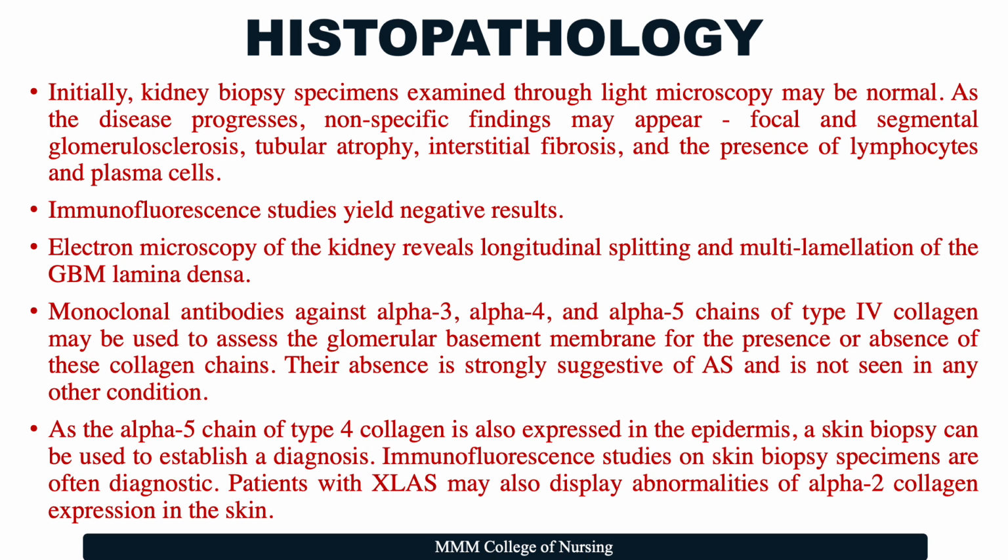Electron microscopy of the kidneys reveals longitudinal splitting and multilamellation of the GBM, that is the glomerular basement membrane, lamina densa. Monoclonal antibodies against alpha 3, alpha 4, and alpha 5 chains of type 4 collagen may be used to assess the glomerular basement membrane for the presence or absence of these collagen chains. Their absence is strongly suggestive of Alport syndrome and is not seen in any other condition.